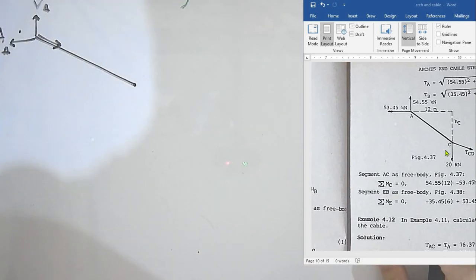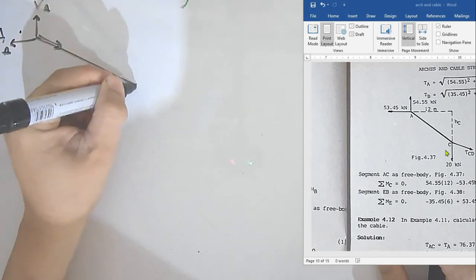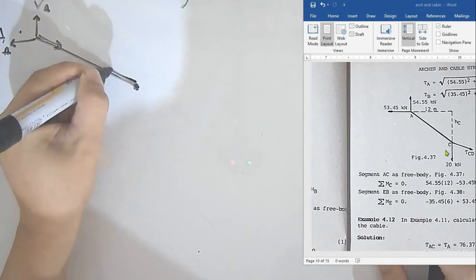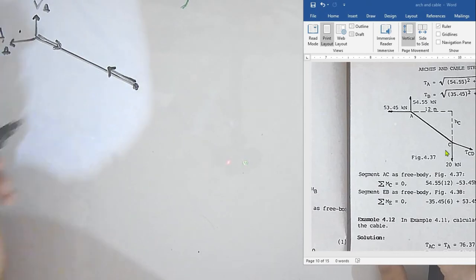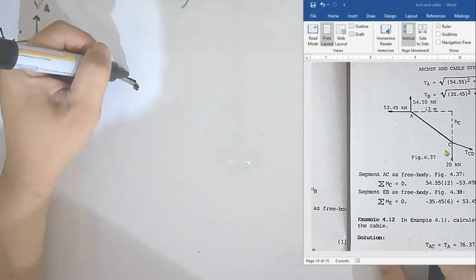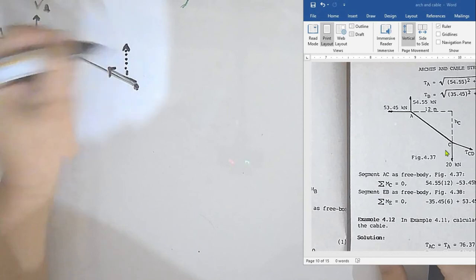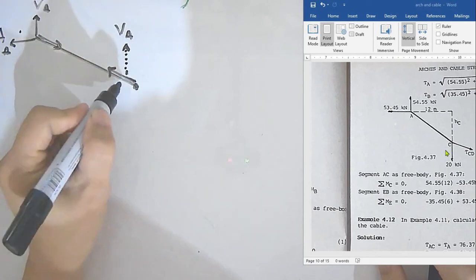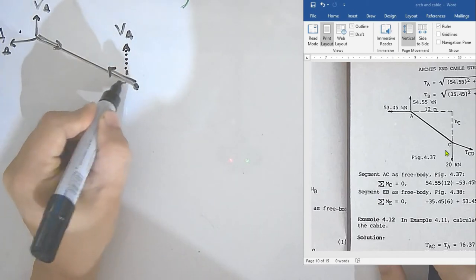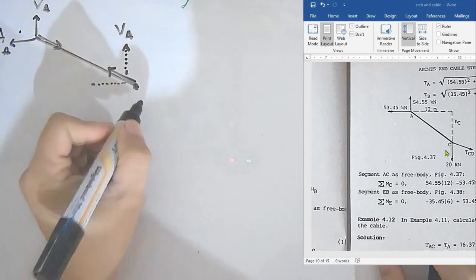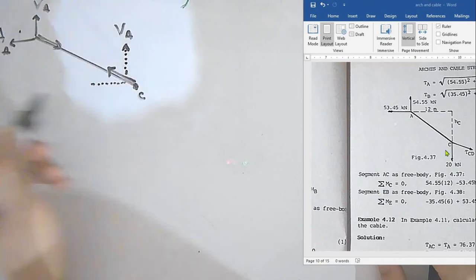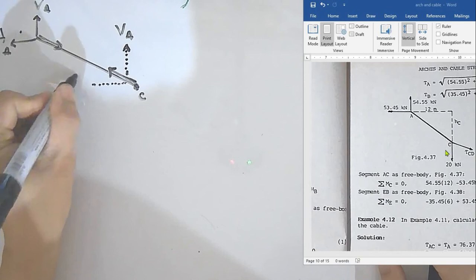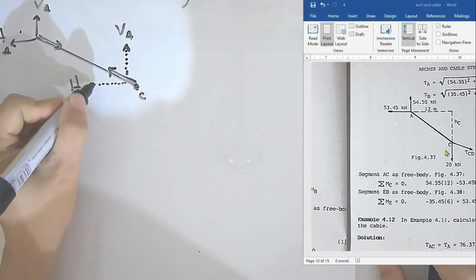tension here. Okay? So, if there is tension there, there should also be tension here, no? And the vertical component of that tension would also be equal to VA. Likewise, the horizontal component of that tension at point C, okay? This would also be equal to horizontal at A, okay?